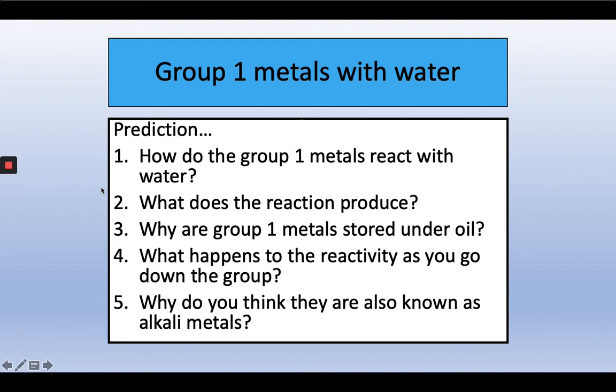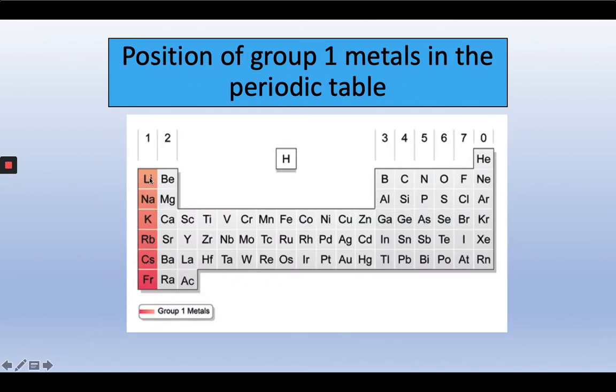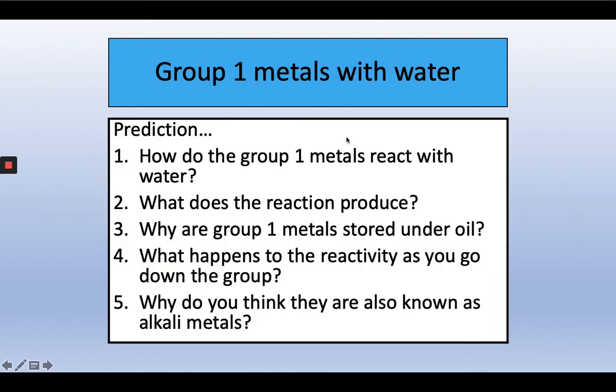So a little bit of a prediction then. Metals with water. How do the group 1 metals react with water? How do you think they're going to react depending on where they are in the periodic table? I've kind of already helped you a little bit. Do you think lithium is going to react more vigorously than francium, for example? What does the reaction produce? What do you think the reaction produces? We've talked about metals and oxygen forming a metal oxide. What do you think metals and water are going to form?